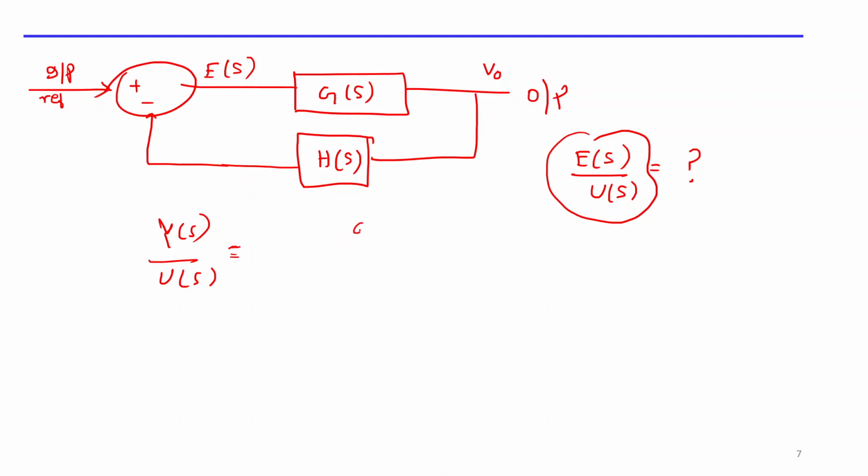How many forward paths are there? G of S, only one forward path is there. How many loops are there? Only one loop is there. So 1 minus, this is a negative sign, so minus G into H. So this will be G divided by 1 plus GH. Right, sir?